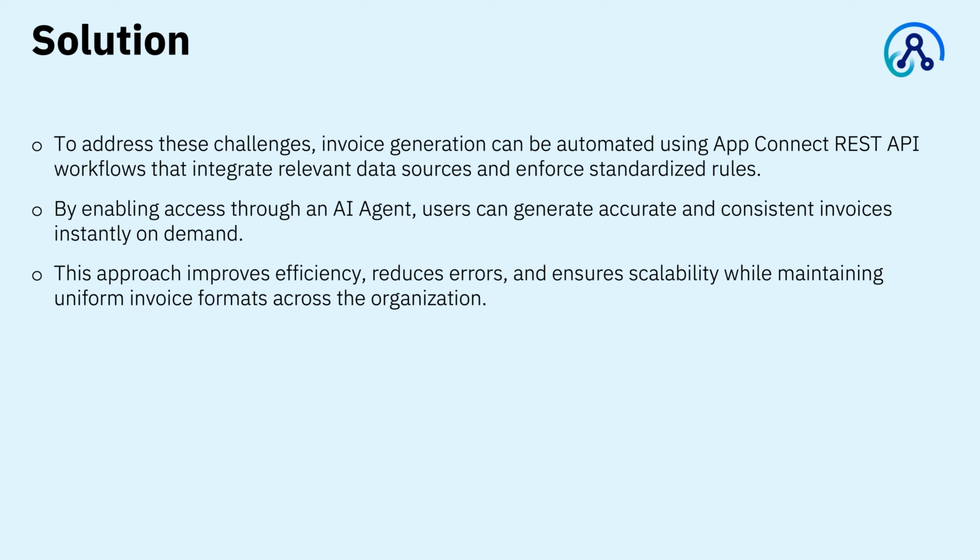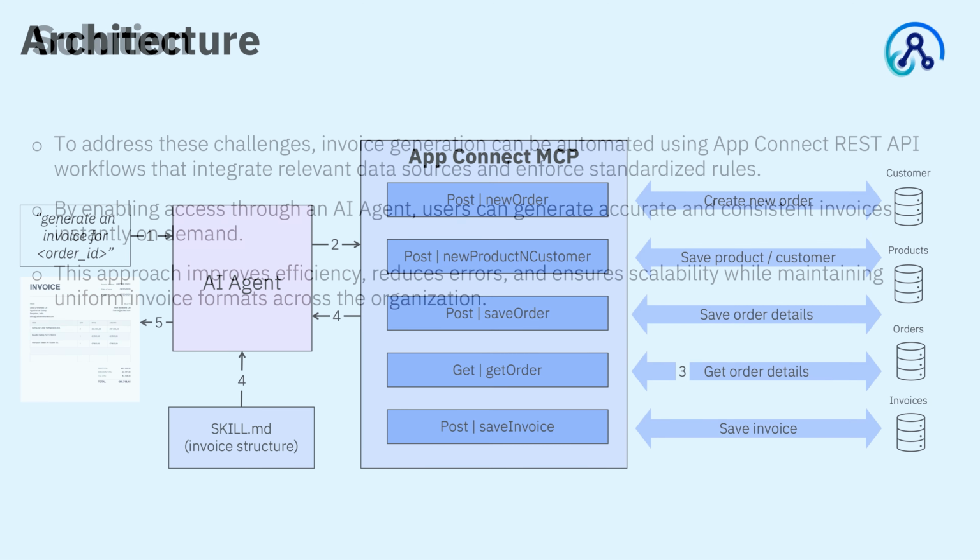These tools are backed by REST APIs developed using IBM App Connect Enterprise Toolkit, where the core workflows handle data enrichment, validation, and persistence. By combining MCP with these APIs, an AI agent can orchestrate invoice generation using predefined skill files, ensuring consistent and accurate outputs.